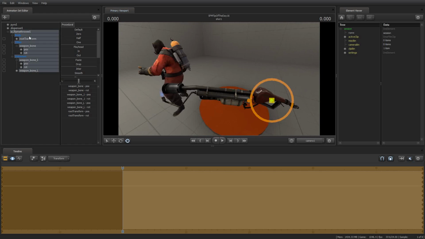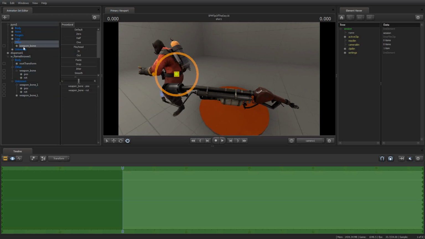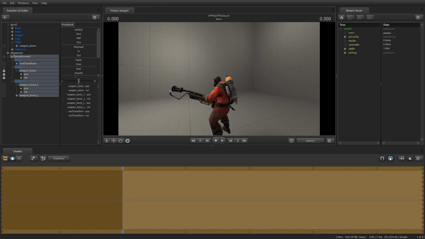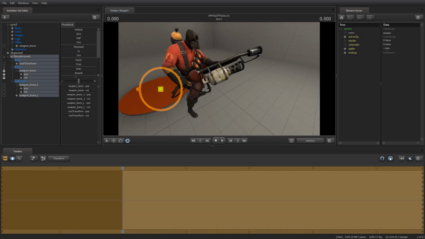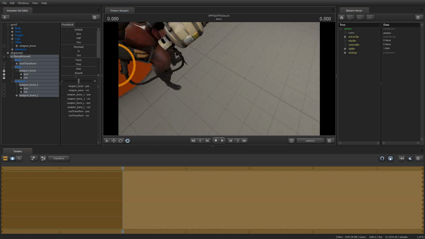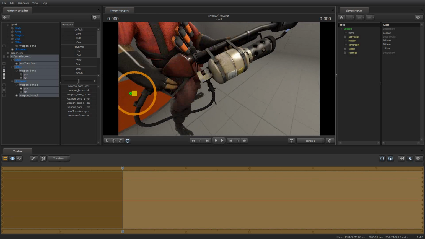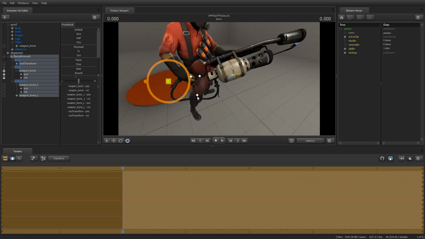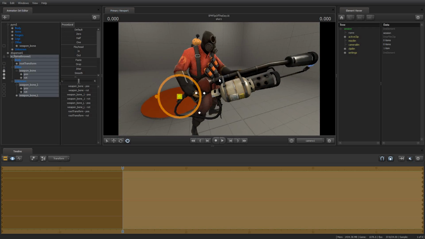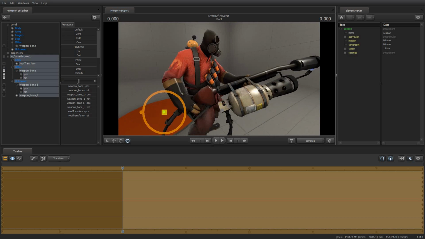And I could even go so far as to find the pyro's weapon bone, lock it to this weapon bone, and say zero. And if I go over and look, the pyro is now happily holding his flamethrower. If I say default, as you can see, actually, I guess there was a change to the model, which is probably because when I did it before, it pulled that this particular hose up.